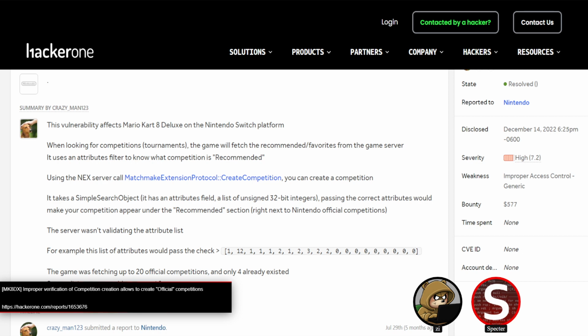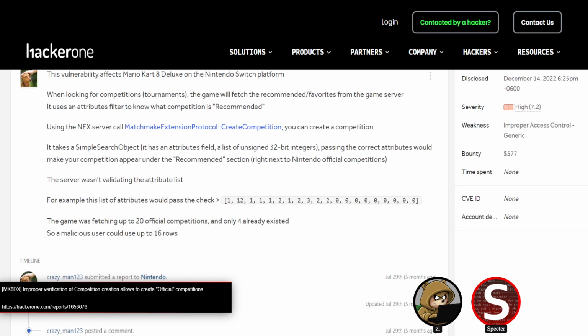The problem is, under the hood, the create competition method of the matchmake extension protocol on the server would take an attribute list. Some of these attributes were used to filter whether or not a competition is put in the recommended section of the game, which is right next to Nintendo's official tournaments. You can probably see where this is going. Those attributes weren't validated, and so you could just set your own attributes when creating the tournament and have it recommended by using the API method directly.